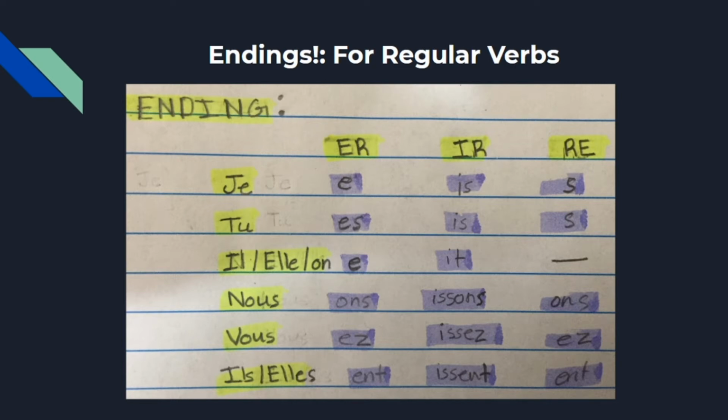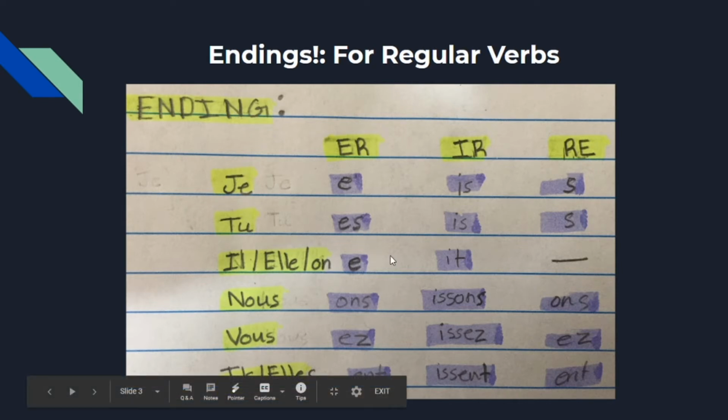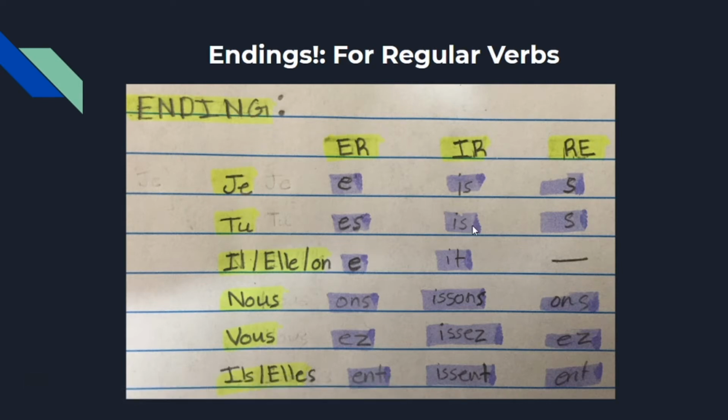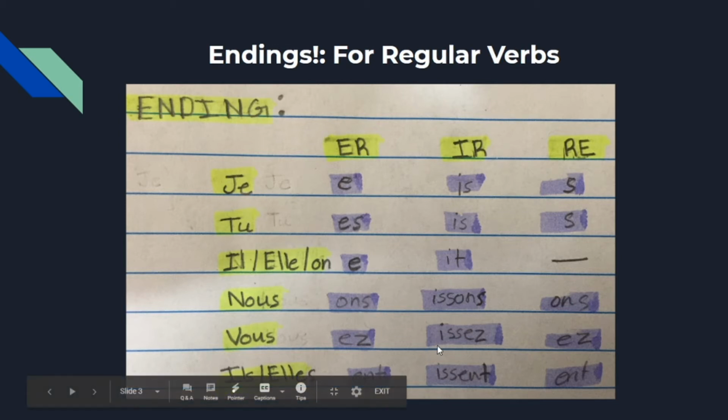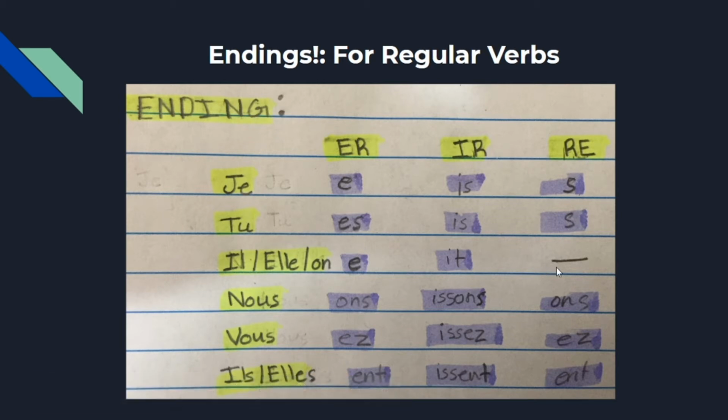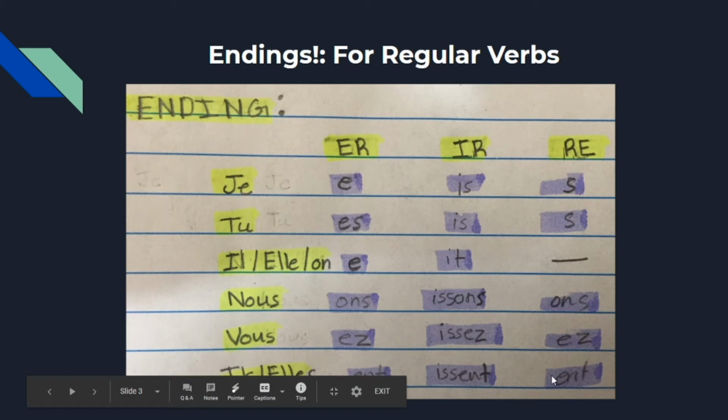So first let's start off with ER, as the ending for each subject is E, ES, E, ONS, EZ, and ENT. For IR verbs, the endings are IS, IS, IT, ISSONS, ISSEZ, ISSENT. For RE verbs, S, S, nothing, so rien, ONS, EZ, and ENT. I highly recommend you memorize this part, as the endings are really essential when conjugating, and pay attention to what the subject is for each ending of the verb.